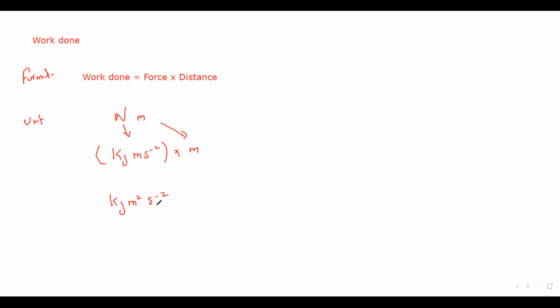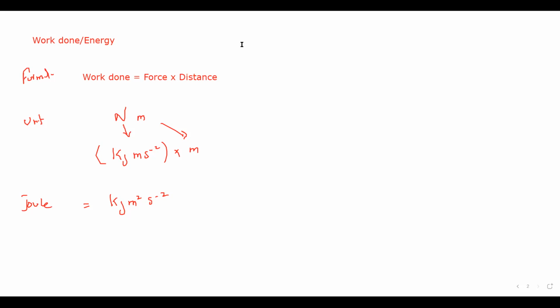So this is the base unit of work done or energy, because work and energy are the same thing. Whenever work is done, there will be energy either transferred or stored. And we know the unit of energy is joule. So basically joule is equivalent to kilogram meter square second raised to power minus 2.